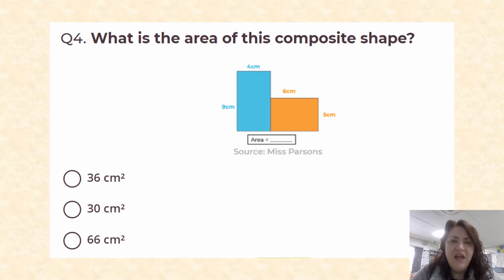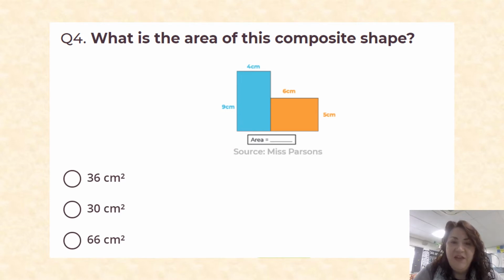And here's the next question. What is the area of this composite shape? And a composite shape just means 2 shapes have been joined together. So we need to work out the area of the blue rectangle, then work out the area of the orange rectangle, and then what have we got to do? We've got to add them both together. Okay, so let's think about the area of the blue. So we're looking at area here. What do I do to find the area of that blue rectangle?